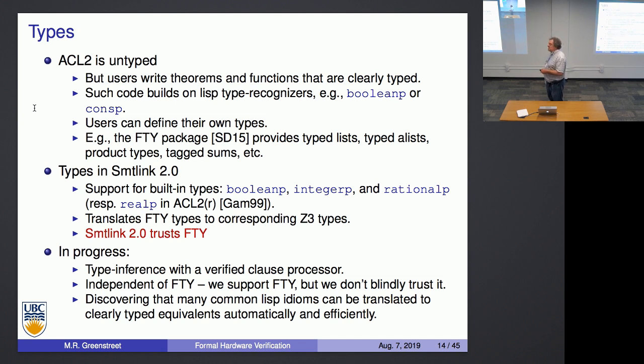Now, one of the slightly uncomfortable things here, which was done to get a prototype, is that we trust that FTY package. So that FTY package says, this thing is a product type. We go, yep, I believe you, right? So in the current version, the type inference will be done with one of these verified clause processors, and we'll make it independent of FTY. And so basically what you can do is you can say, I have a list type, and my list type has this recognizer integer-listp. It has a fixing function, integer-list-fix. It has its own car, cons, cdr, and nil functions. And then you could say, good. And we can tell our trusted clause processor that that collection of 6 functions defines a list.